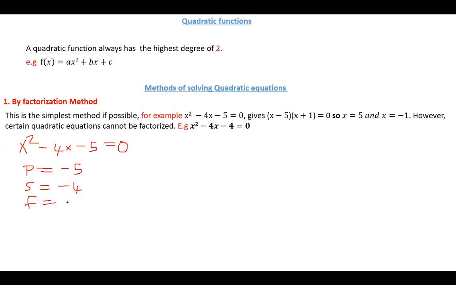You can agree with me that these numbers, when added, give negative 4, and when multiplied, give negative 5. These are 1 and negative 5. When you add these two numbers, you get negative 4. When you multiply them, you get negative 5. So these are the numbers that you replace there. So you're going to have something like this: x squared minus 5x. If you want, you can start with 5x, and then if you want, you can start with positive x, positive 1.